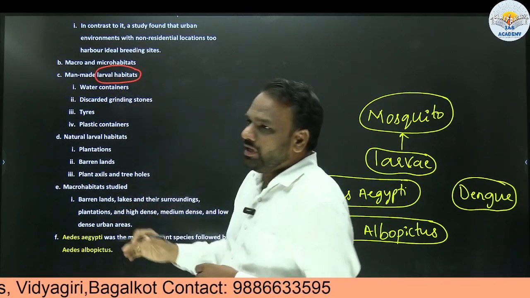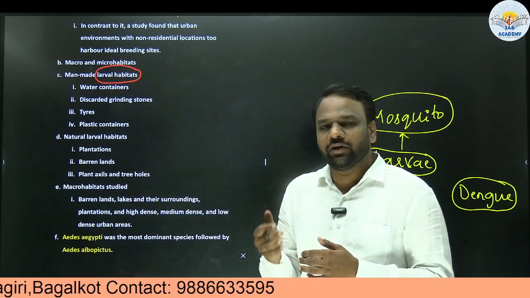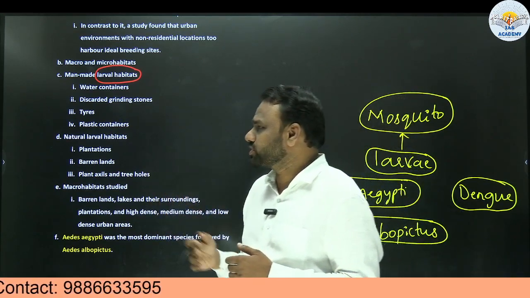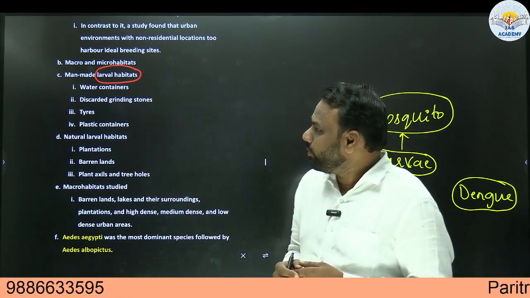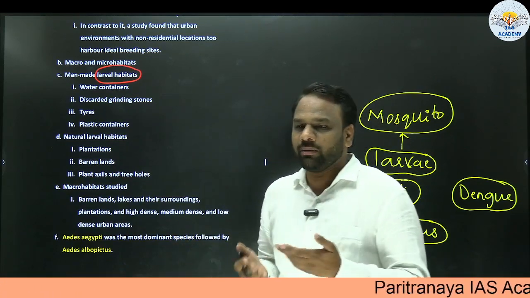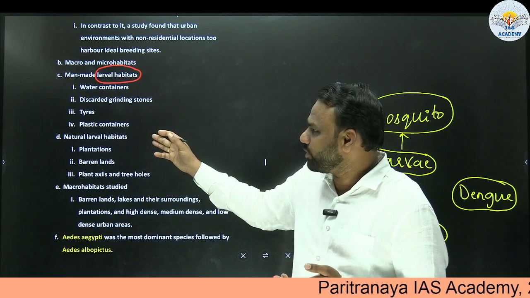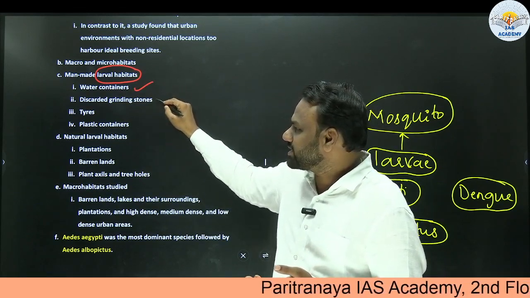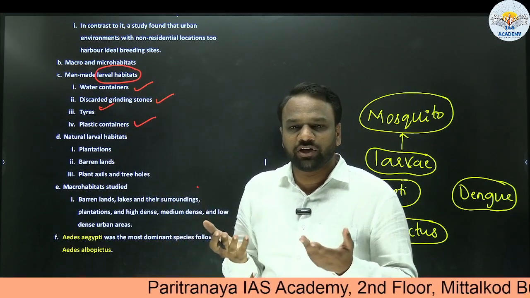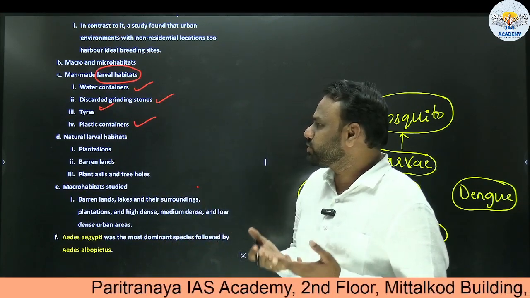In the initial stages, it is called a larva. Later on, it will become a grown-up and will be called a mosquito. So, what are the various breeding sites? They may be man-made or they may be natural. Some of the man-made sites have been mentioned here: water containers, discarded grinding stones, tires, plastic containers. All these are potential sites for mosquitoes to breed.